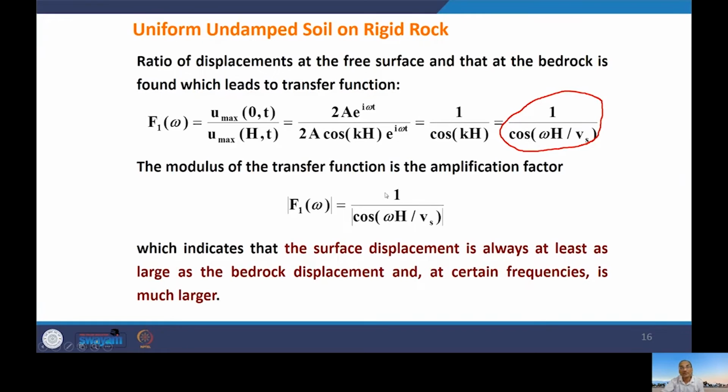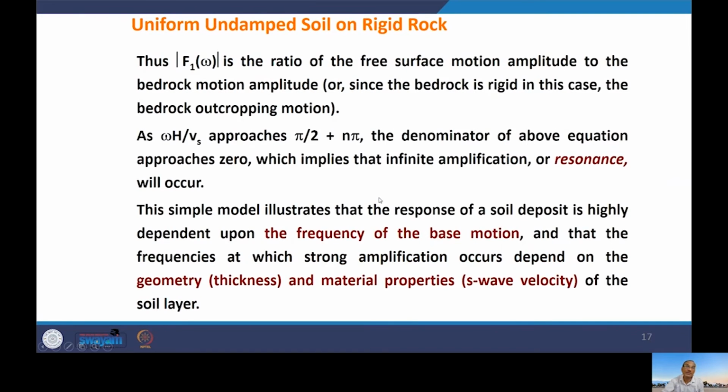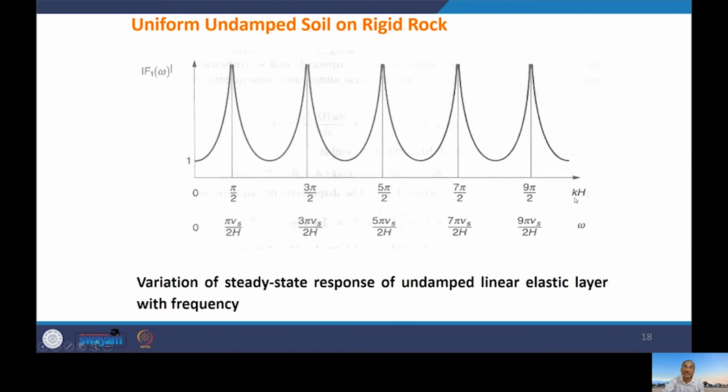So that means f1 omega will always be greater than or equal to 1. That means the surface displacement is always at least as large as the bedrock displacement, and at certain frequencies it is much larger. However, this is the condition when you do not consider damping in the system. If we plot f1 omega for different values of omega h over Vs, we get this kind of plot, where kh is nothing but omega h over Vs.